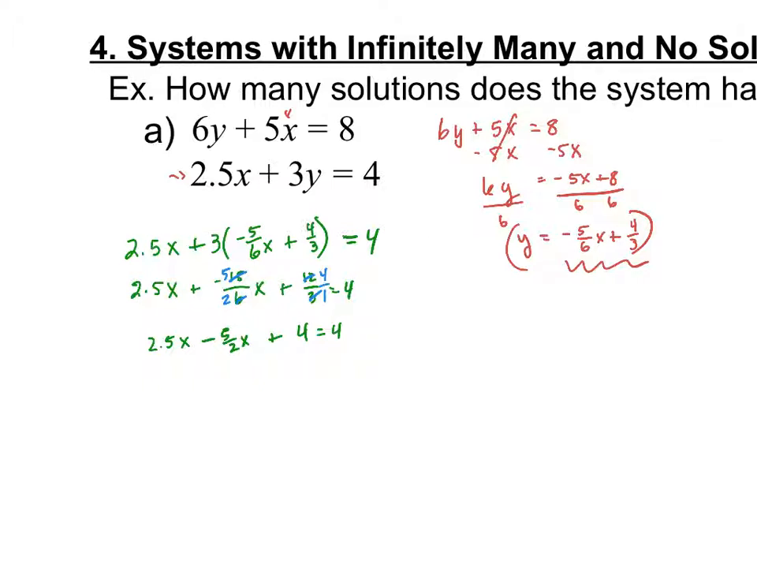Well, I'll tell you, if you don't see it, right here we have 2.5 and then we have negative 5 halves, which is also 2.5. So those two things become 0. And I have 4 is equal to 4, and that's a true statement. So that is going to be infinitely many solutions. So there you go. If it's a true statement, it's infinite solutions. If it's not a true statement, it's no solutions.